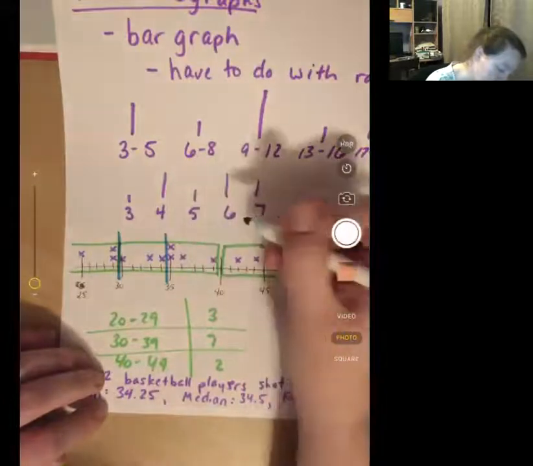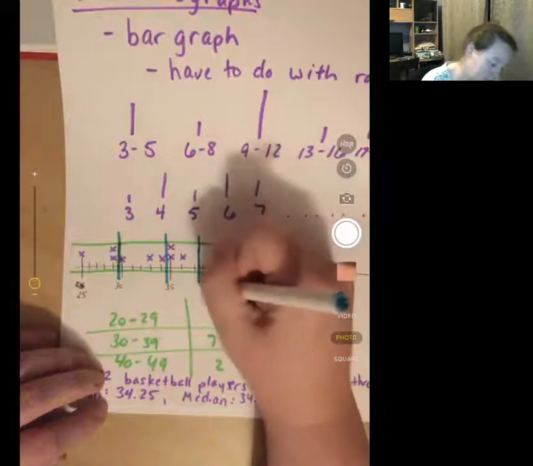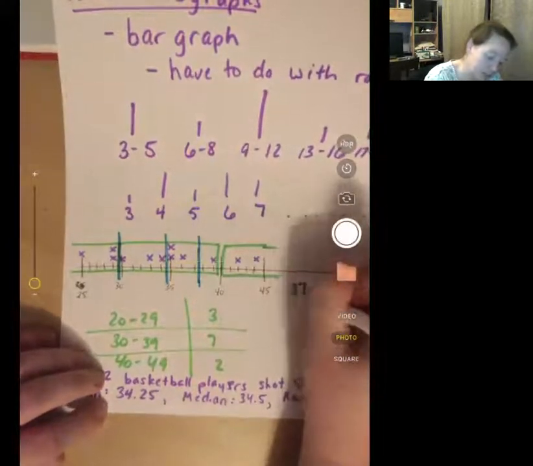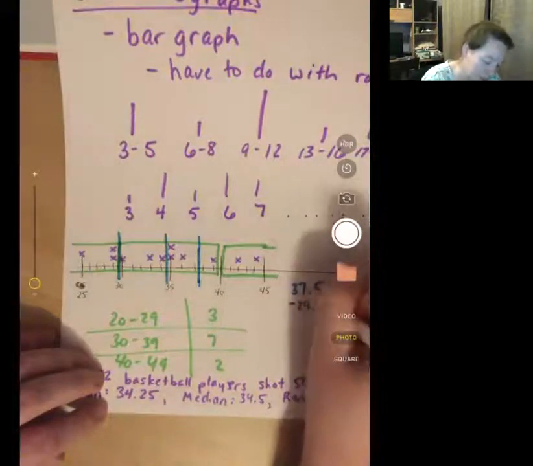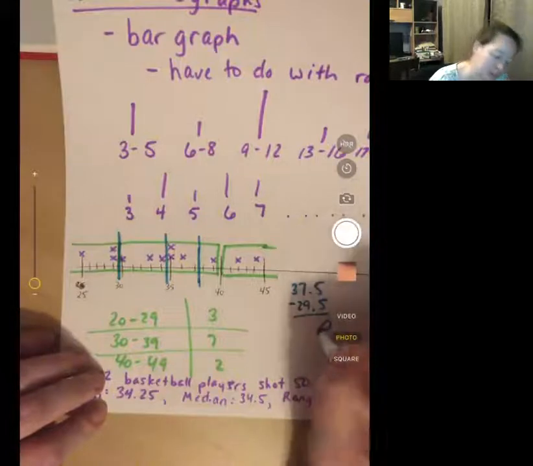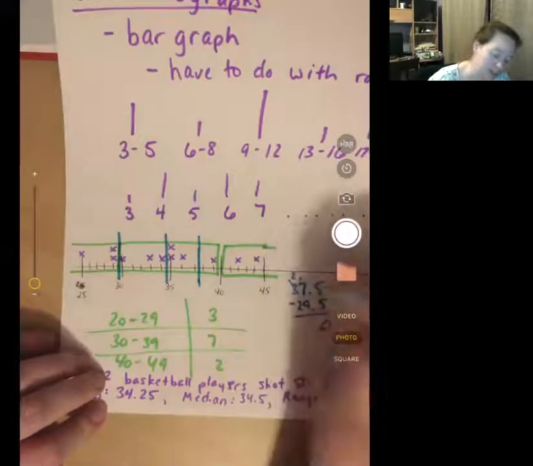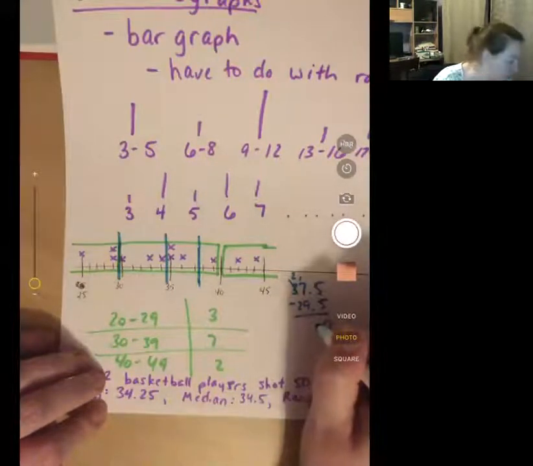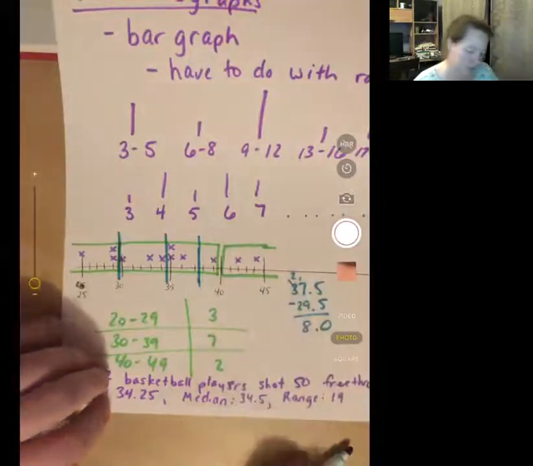So 37.5, which is right there. So then we end up with 37.5 minus 29.5, which ends up giving us 0. Can't do 7 minus 9, so that becomes a 2. 17 minus 9 is 8. Did I do that one wrong? I don't think I did.